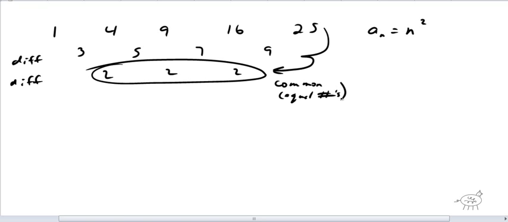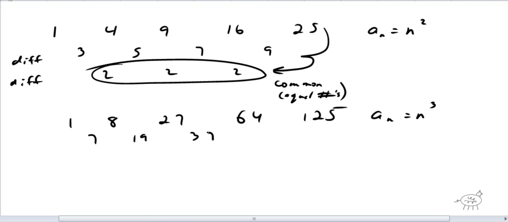Let's take a look at another one on the same page: 1, 8, 27, 64, 125. You should recognize these as a sub n equals n cubed. Let's look at the differences between these. The difference between 1 and 8 is 7, and then 19, 37, 61. The differences between these are 12, 18, and 24. And the difference between those is 6 and 6.